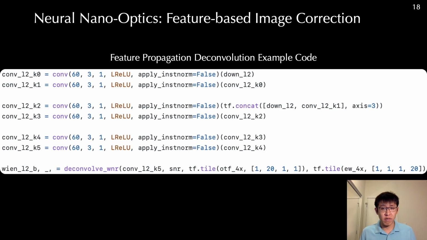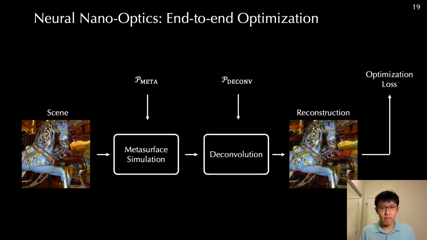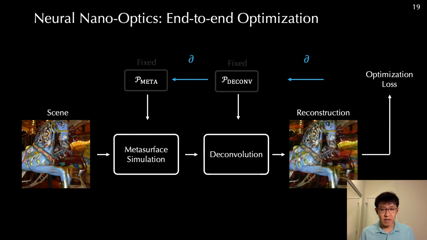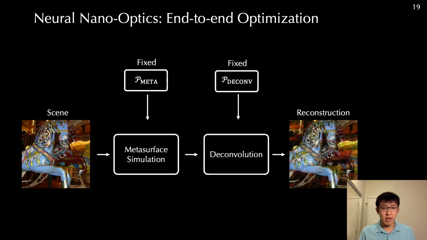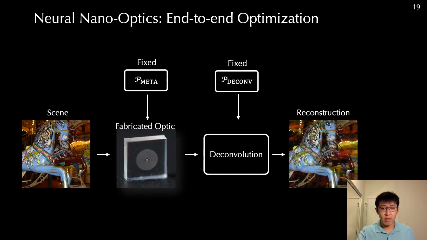And here is some example code from our deconvolution algorithm. We apply a few convolution layers in order to extract features, which are then fed into the inverse filter, which in this case is a Wiener filter here. Again, the full code can be found on our website. Finally, putting everything together, we get our end-to-end imaging pipeline. During the design stage, we employ stochastic gradient descent optimization in order to design the parameters. After optimization, these parameters are then fixed, and we use the parameters p sub meta to fabricate the meta-optic. And then we use the parameters p sub deconv when we operate our imager.